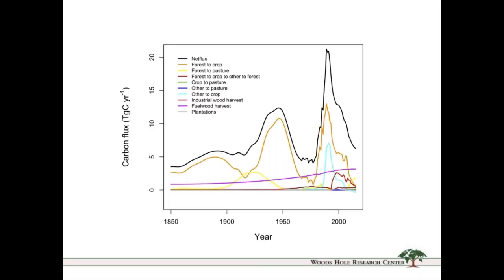The black line here is net emissions going from somewhat less than 5 teragrams of carbon, that's millions of metric tons, to a peak in the 1990 or so to 20, and net emissions have been coming down steadily since then. They're now, according to this analysis, somewhat like 5 million tons of carbon.